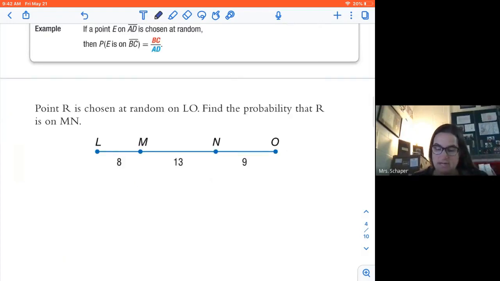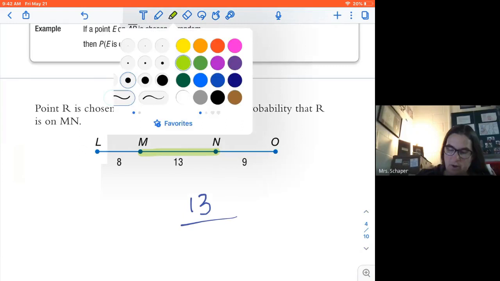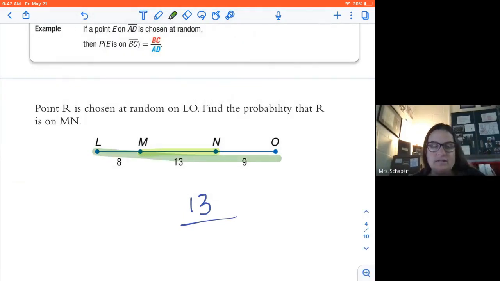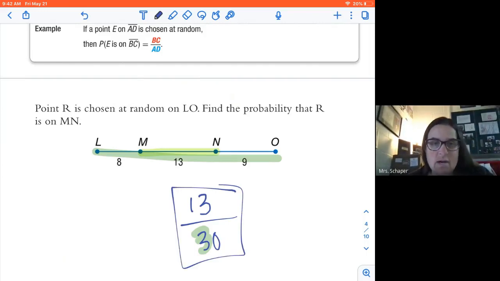Point R is chosen at random on this line. What's the probability that it falls in MN? All right, so favorable is right here. That's 13. All right, the total options that there are is right here. So 8 plus 13 is 21, plus 9 is 30. So the probability that point R is chosen and it's in MN is 13 out of 30.